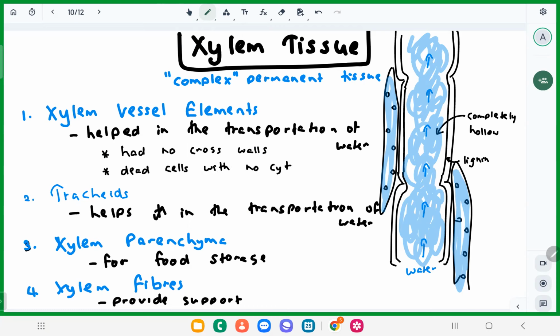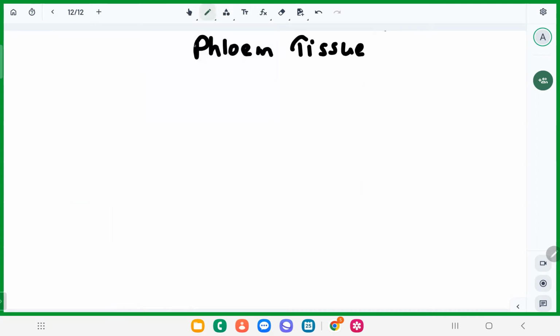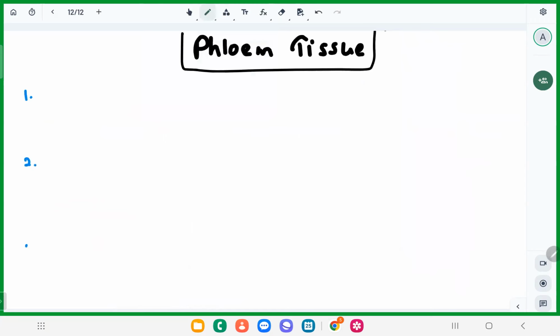And then we come to the next type of tissue, which is the phloem tissue. Now, the phloem tissue is also a little similar in some ways to the xylem tissue. This too has 4 types of cells in it, and that's why we call it a complex permanent tissue, because there are 4 different types of cells in this tissue. So let's see what these different types of cells are. Now, if you take the phloem tissue, the main type of cells in this tissue are the sieve tube elements.